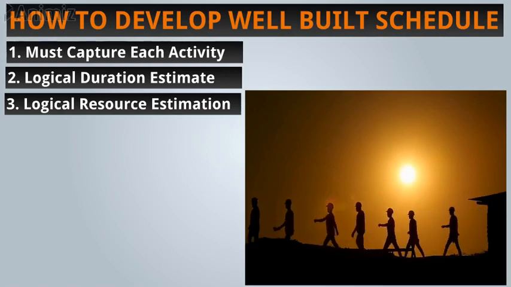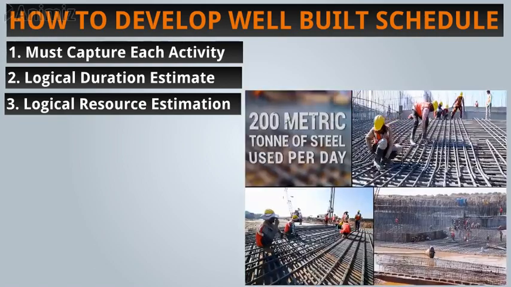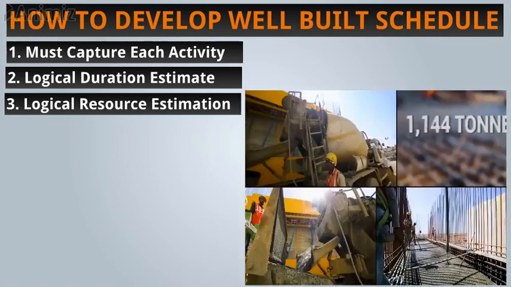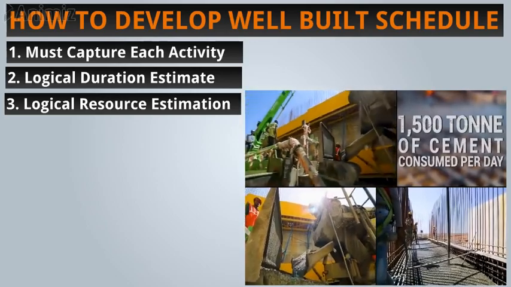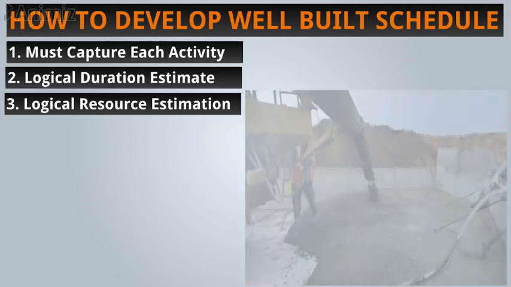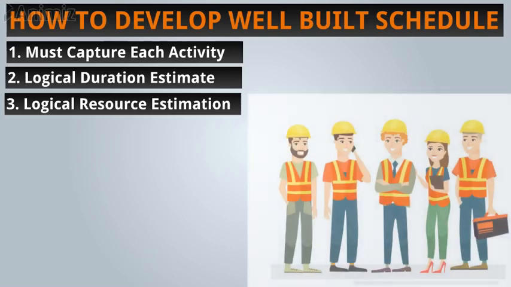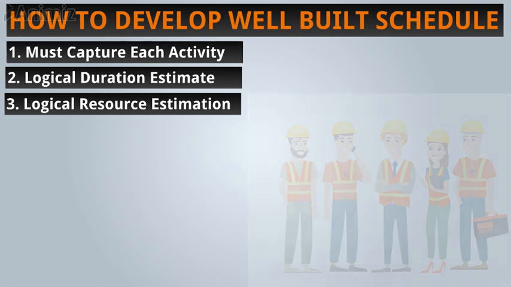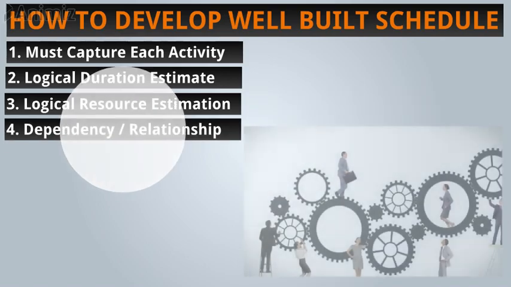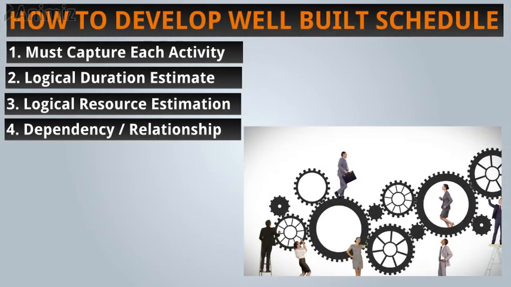The third thing is logical resource estimation. Correct estimation of resource in a schedule is the key parameter which will decide the success of the schedule. Resource estimation should be logical and analytical, based on the past experience and the production rate of various resources. Now coming to the fourth point to develop a well-built schedule, that is relationship and dependencies.